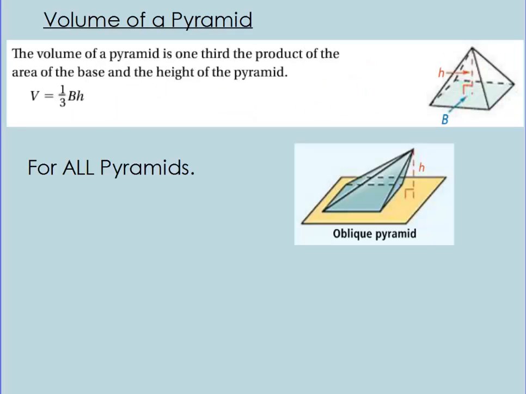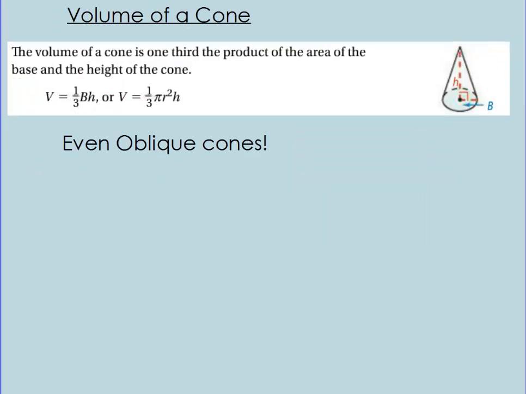Alright, volume of a pyramid. The formula for the volume of a pyramid is 1/3 times the base times the height. And this will work for any type of pyramid, even oblique pyramids. You just have to identify the height. We're not worrying about the slant height, just the regular height. It's a perpendicular height from the base. So that's the height there, and that's the height there. That'll work for all types of pyramids and any type of base for that pyramid.